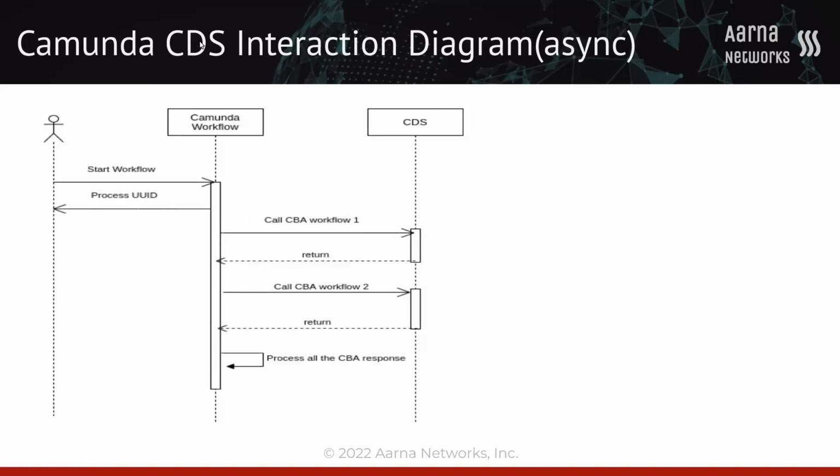Here, in this case, this is an example for the asynchronous flow. We will call a workflow, and this workflow would be defined as an asynchronous workflow. When a user calls this workflow, it will immediately return the response to the user with the process UUID, and then in the background it will call whatever the CBAs are configured here in the workflow.